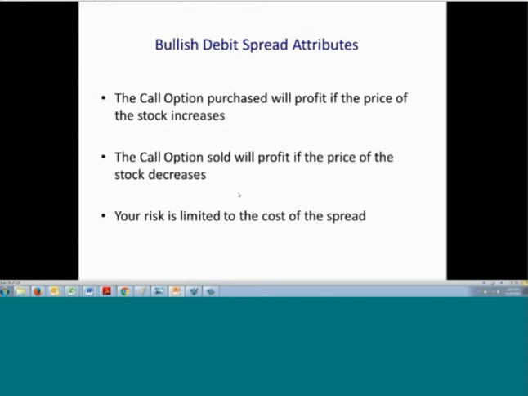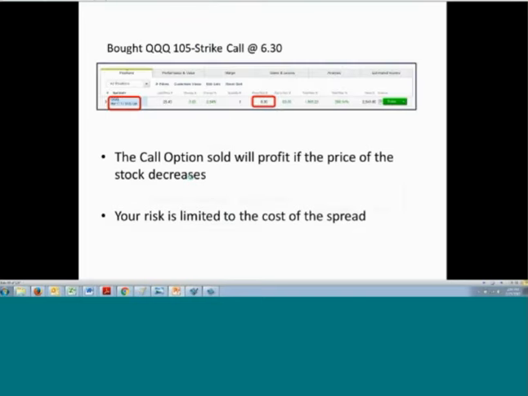So when you have a bullish debit spread, the call option that you purchased, of course, profits if the price of the underlying stock increases, and the call option that you sold will profit as the price of the underlying stock decreases. And your risk is limited with debit spreads to the cost of the spread. So you can't lose more than what you paid for the spread.